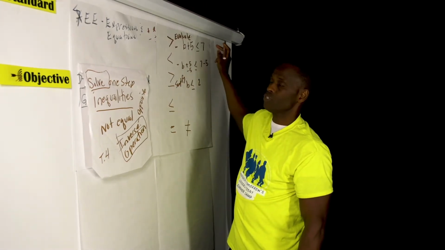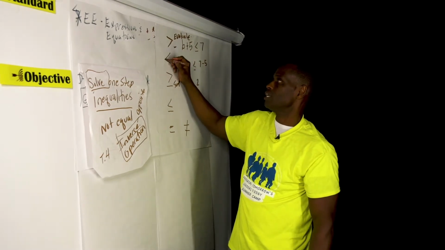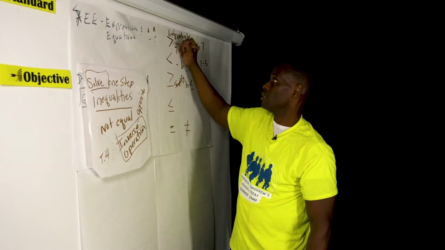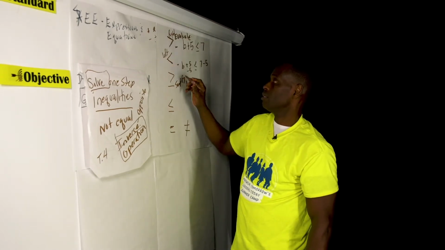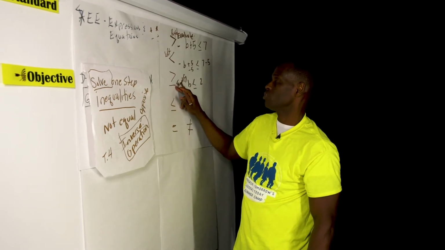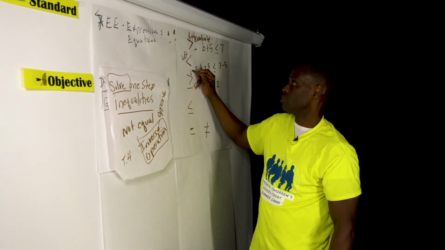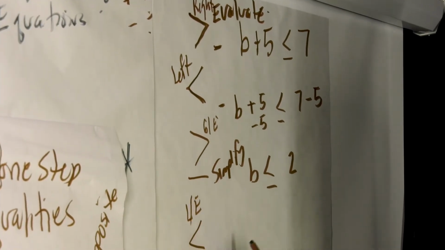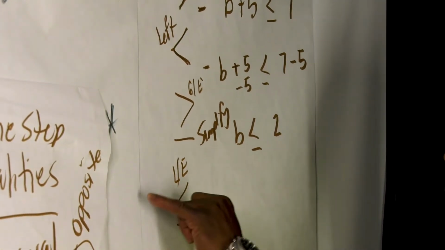Greater than, when it's pointed to the right, it means greater than. When it's pointed to the left, it means less than. So this is right, and that's left. And then pointed to the right with a sign underneath it means greater than and equal to. And this is less than and equal to when pointing to the left.